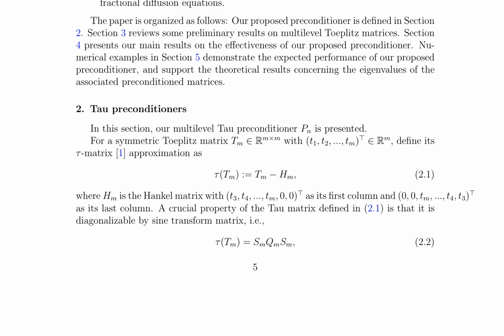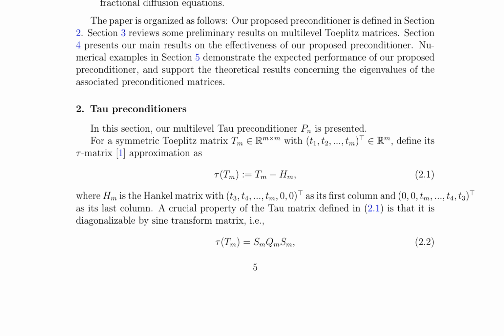The authors define the Tau preconditioner P_n in equation 2.4, which involves the symmetric part of the multi-level Toeplitz coefficient matrix and the Tau matrix approximation. They utilize the diagonalization property of the Tau matrix, expressed in equation 2.2, to efficiently compute the product of P_n and a given vector in O(n log n) operations using discrete sine transforms.